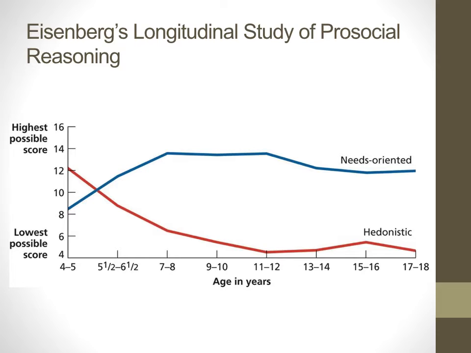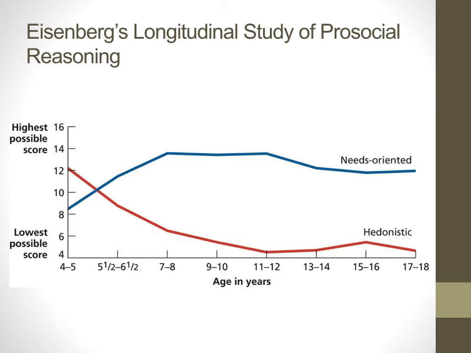As you can see, the red line, which is hedonistic thinking, went down as children aged, whereas needs orientation, where children are able to express concern directly for the other person's needs, tends to go up and stays pretty stable throughout adolescence.